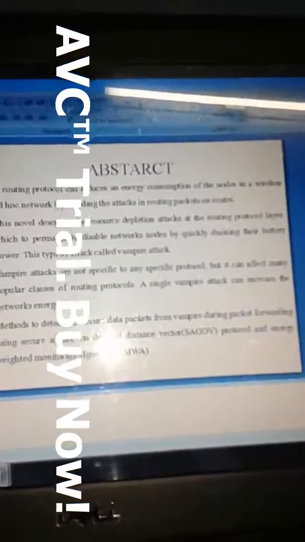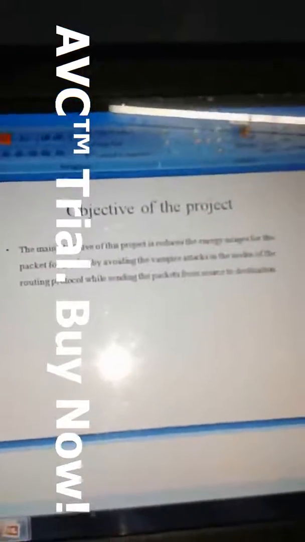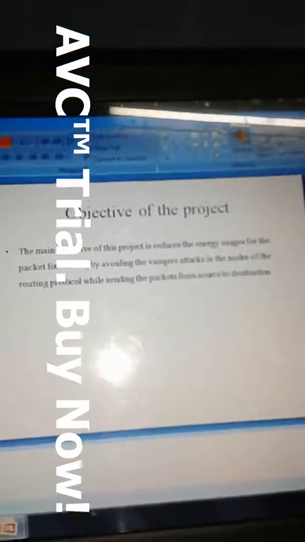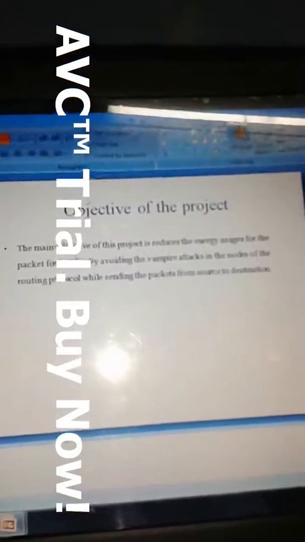I am going to use the SAODV routing protocol, that is Secure Adhoc On-Demand Distance Vector protocol. And for reducing the node's battery power usage, I am going to use the energy weighted monitoring algorithm. The main objective of my project is to reduce the energy usage for packet forwarding by avoiding the vampire attack in the network.